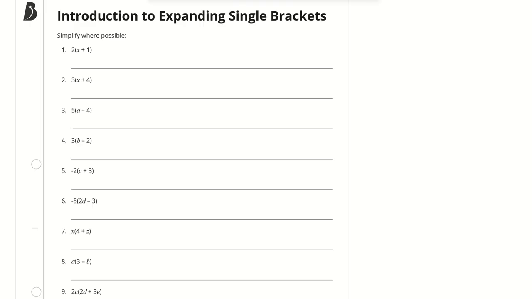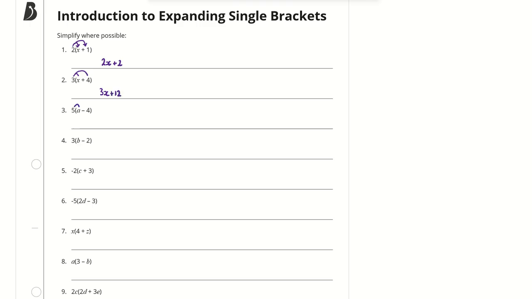Now let's look at expanding brackets. When you expand brackets, we need to multiply each term by the term out the front. So you can see there the 2 multiplied by the x and the 2 multiplied by the 1. So 2 times x is 2x, and 2 times 1 is 2. Now we'll multiply the 3 by x and the 3 by 4. That's going to give us 3x, and 3 4s are 12.